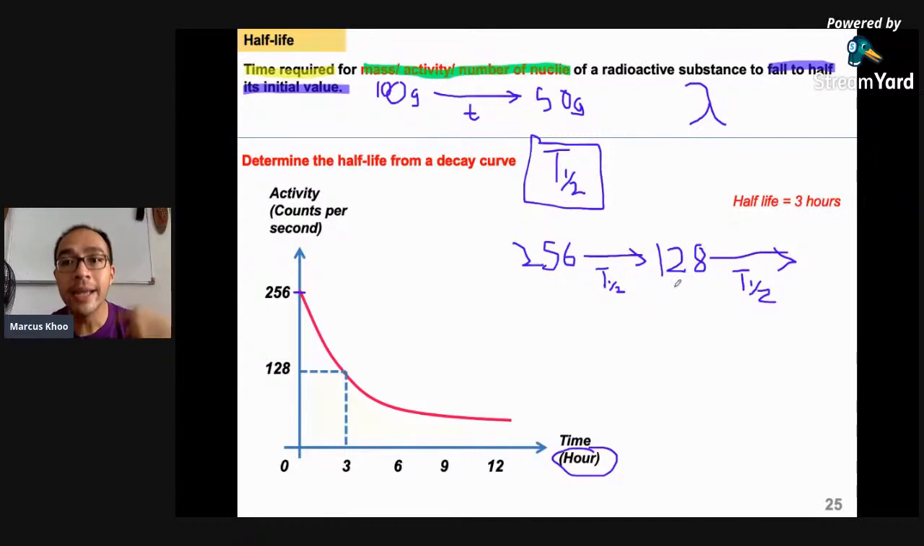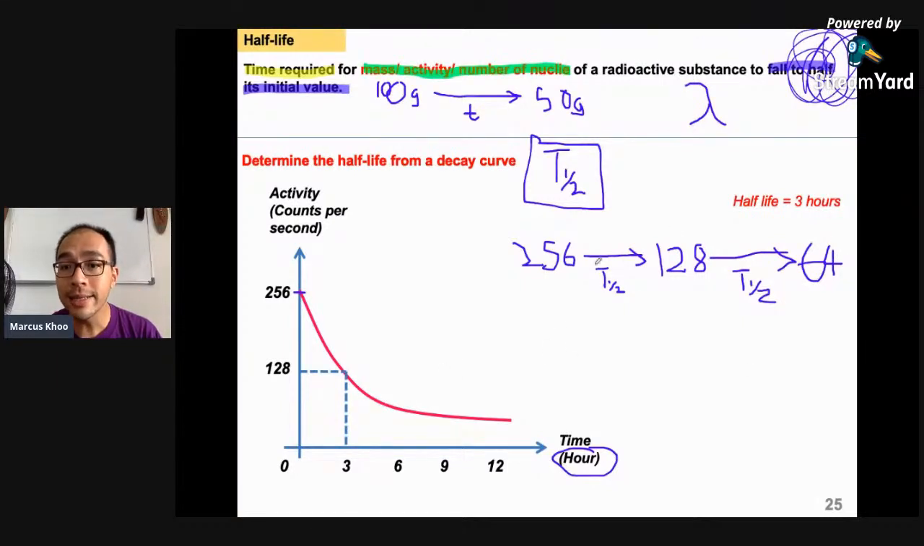It is divided by 2. It is always divide 2, becomes half, people. This word half makes people very scared. Because it's always divided by 2, not minus, because this graph is not a linear graph. It is a curve. So because of that, we have to divide it by 2. So 256 divided by 2 is 128. 128 divided by 2 is 64.